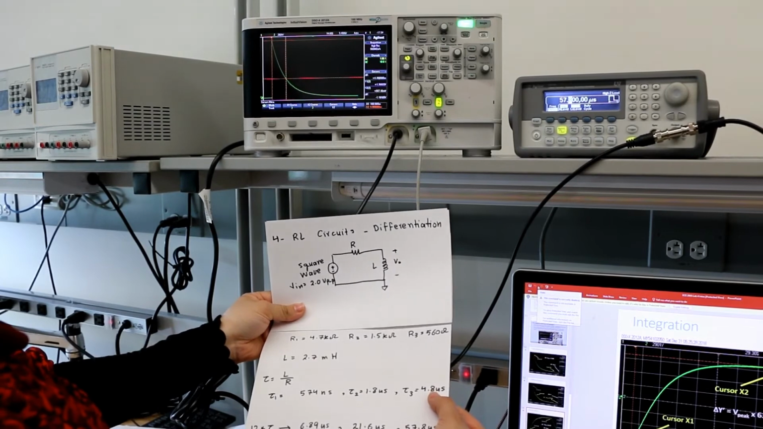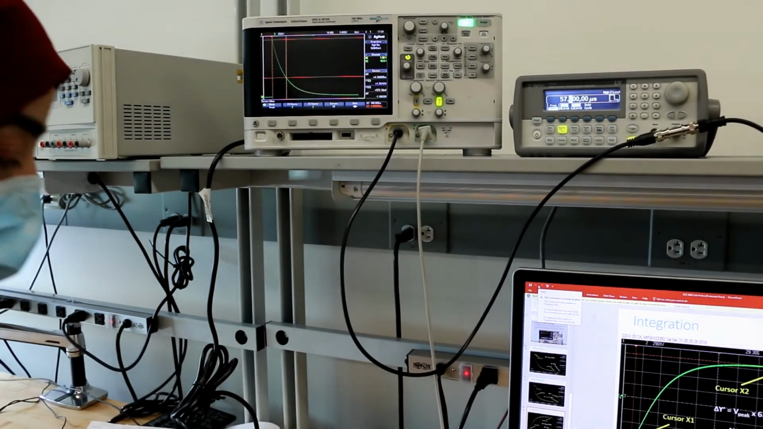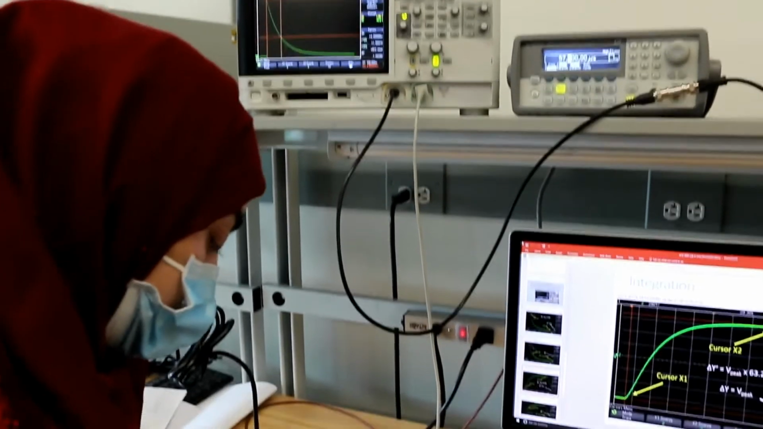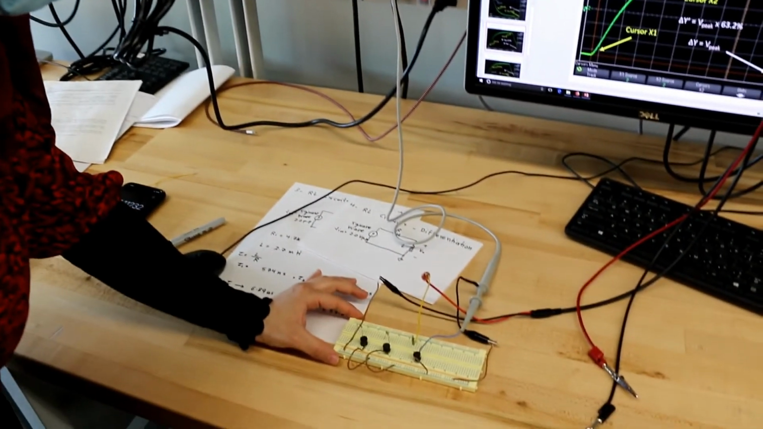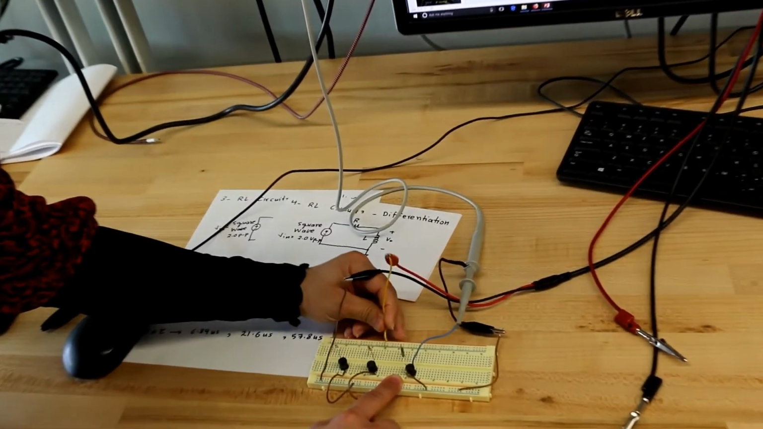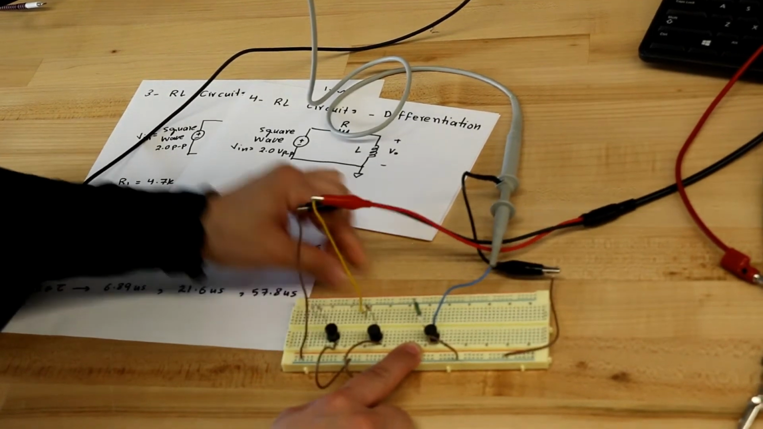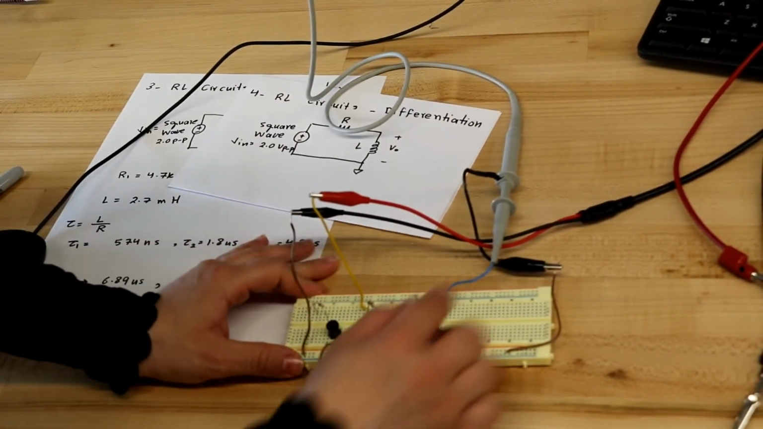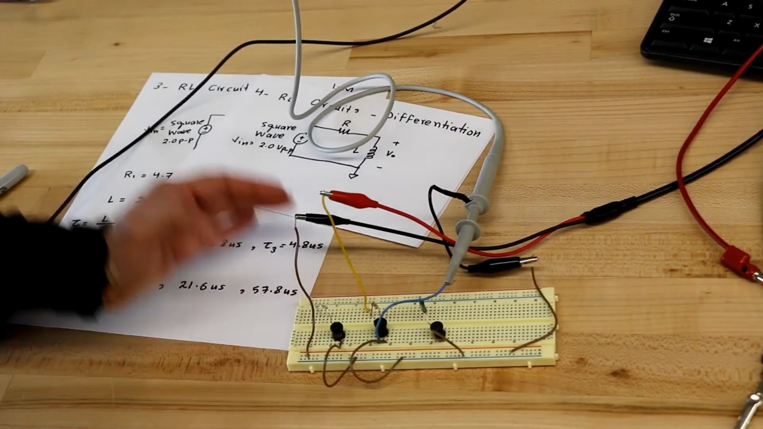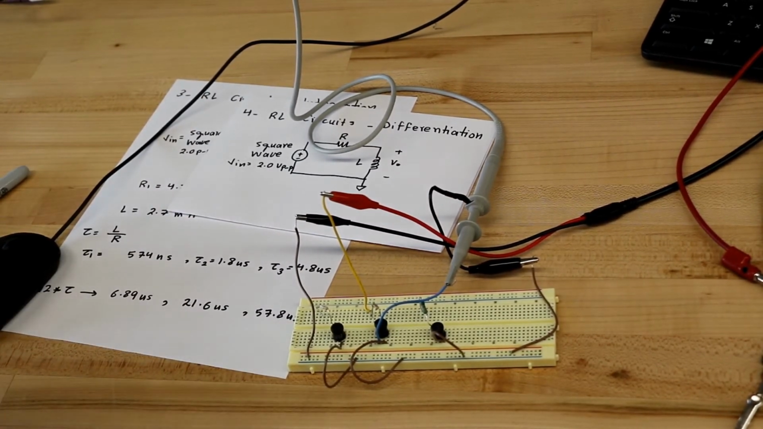Let's try another circuit, which is the 1.5K and the 2.7 millihenry. Back to the breadboard. Input to the 1.5K resistor connected to the inductor to the ground. The output is across the inductor. And now to the function generator.